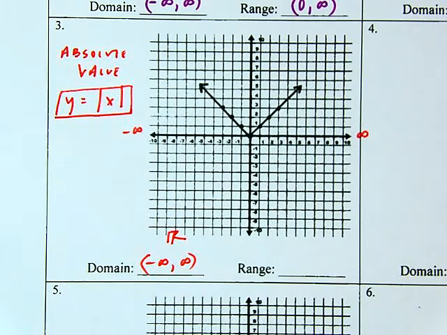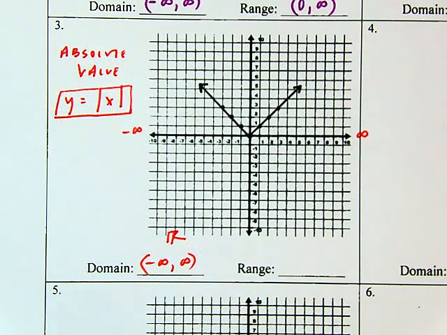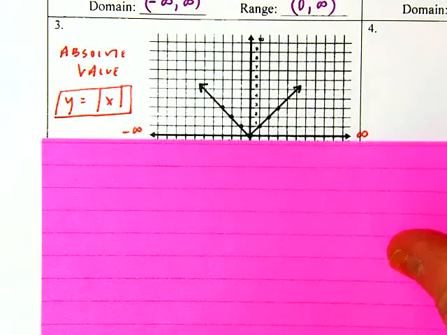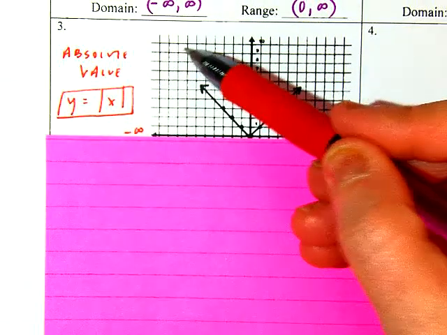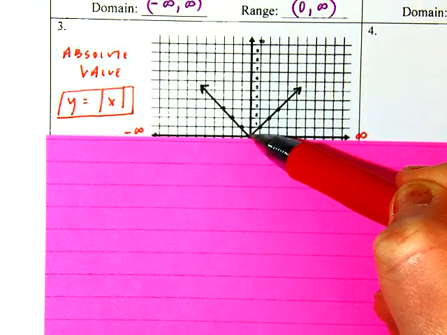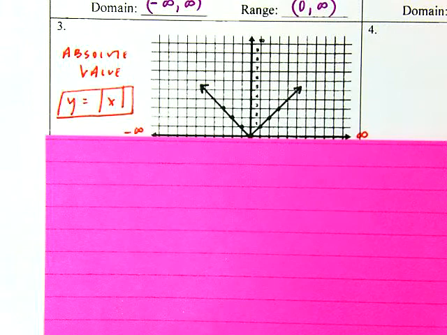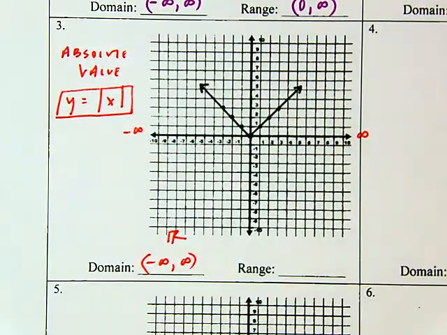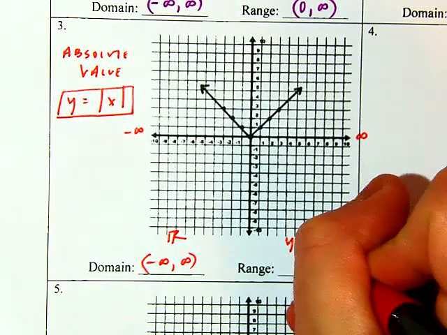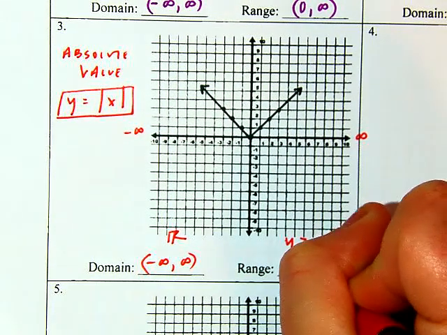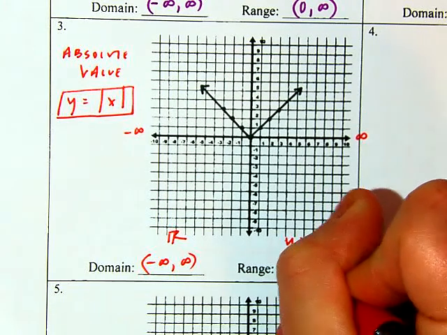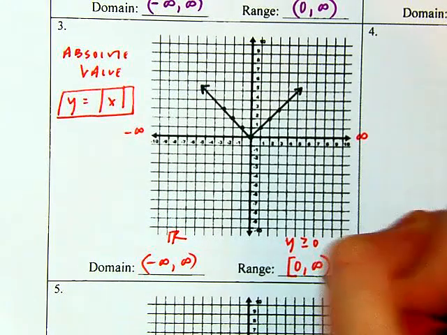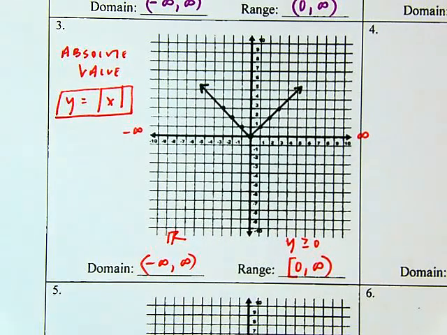How about the range? What can y be? Well, it can't be anything down here. Right here it's something real big and then it's getting smaller till it hits 0, then it's getting bigger again. So y has to be greater than or equal to 0. Or 0 to infinity, it can be 0, but never infinity.